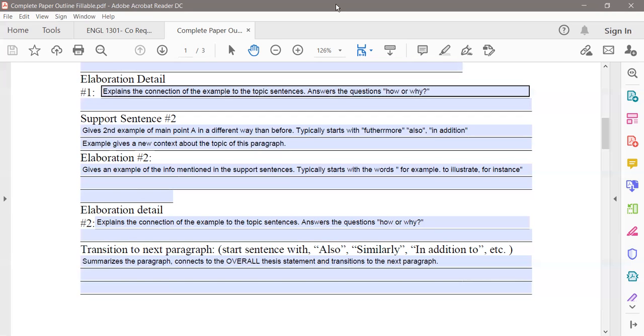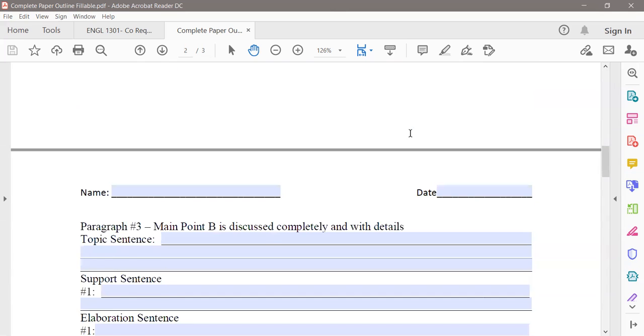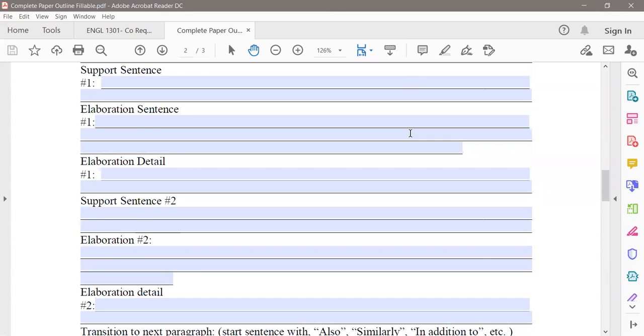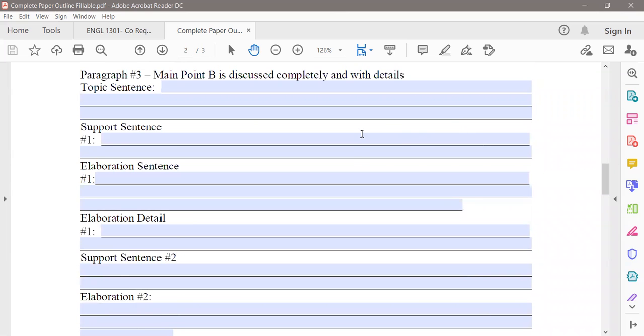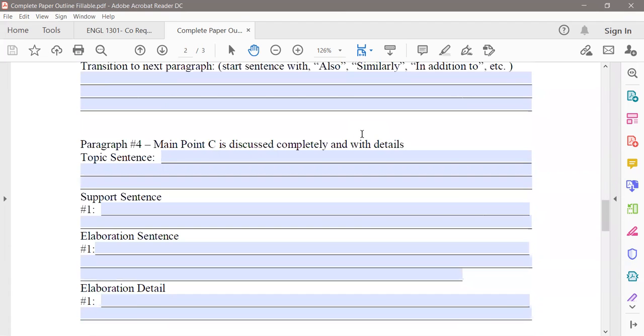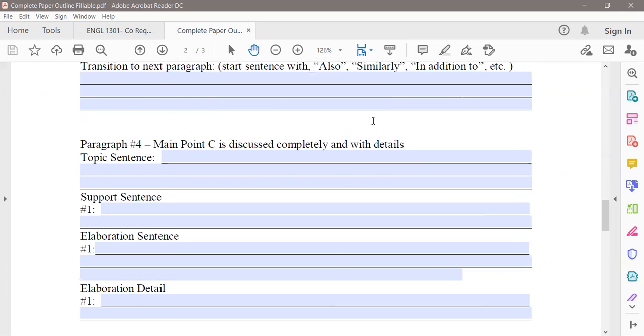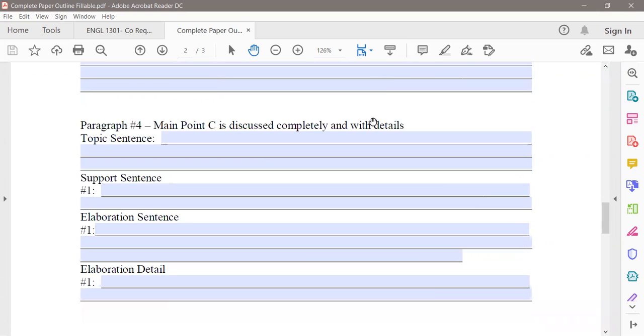to the next paragraph. So as we move further down, please note that paragraphs 3 and 4, where you're still talking about your thesis statement and you're addressing your main point B and your main point C, they are exactly like your paragraph 2. So they follow the exact same format. The only difference is that instead of talking about the first point, you're going to talk about your subsequent point. So same pattern, just different topic that you're talking about, or different reasons for your opinion. So they follow the exact same format.